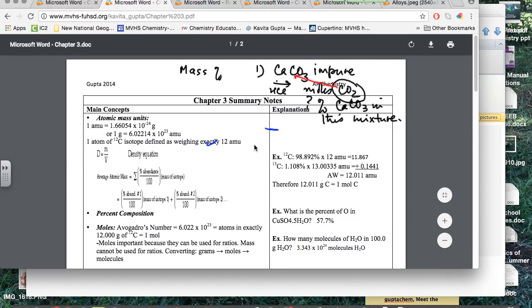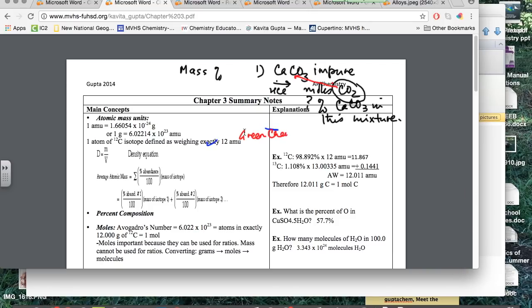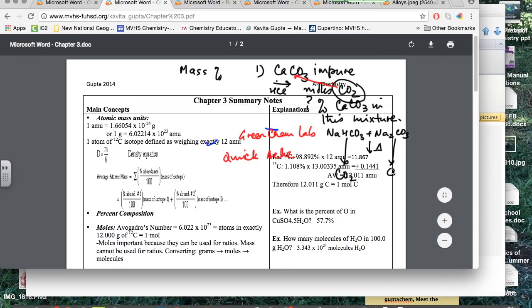Then the application we saw in our classroom of mass percent was in two labs, the Green Chem lab and the Quick Ache Relief lab. So in the Green Chemistry lab, we had a mixture of NaHCO3 and Na2CO3, and these are both white solids. When you heat them up, then NaHCO3 breaks down to form CO2, but Na2CO3 does not form any CO2. So using CO2 moles, we can figure out moles of NaHCO3, and then we can figure out mass percent. So this is how we applied mass percent in the Green Chemistry lab.